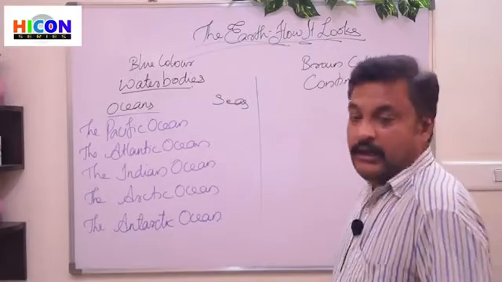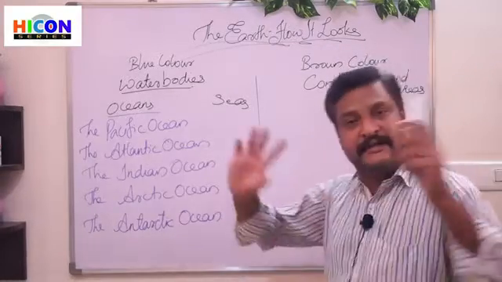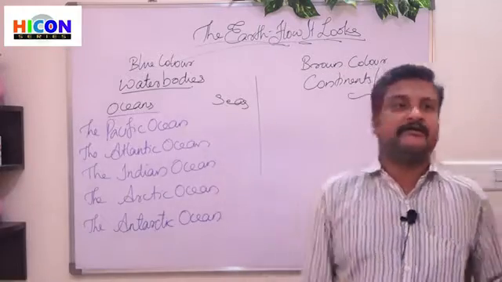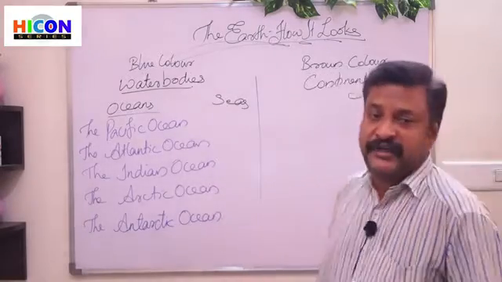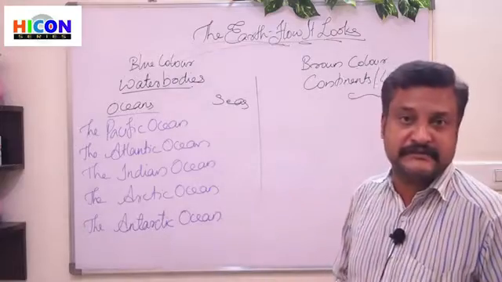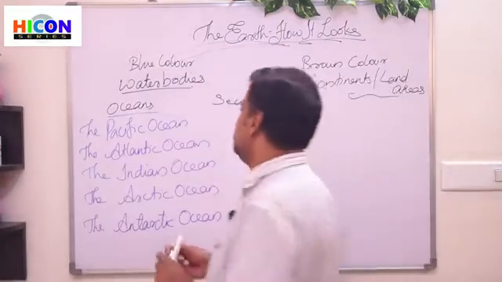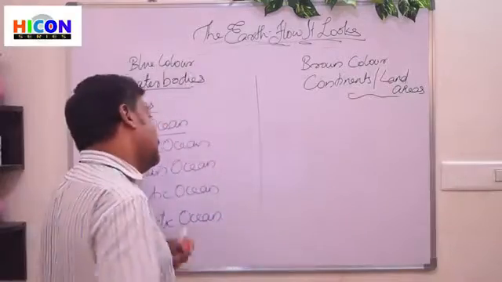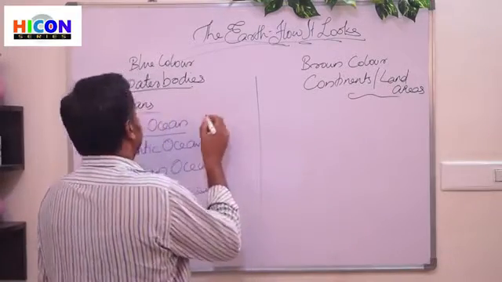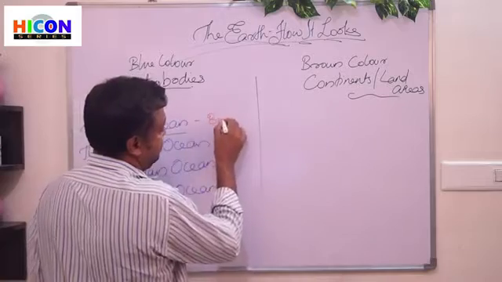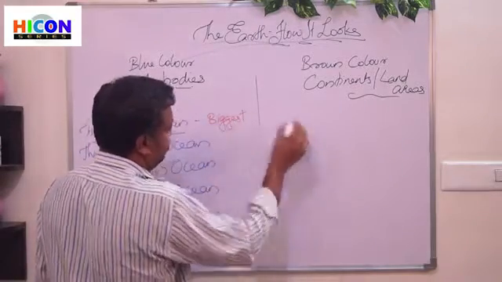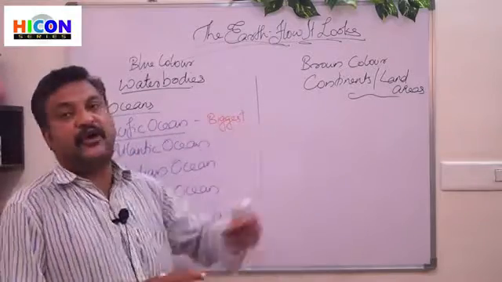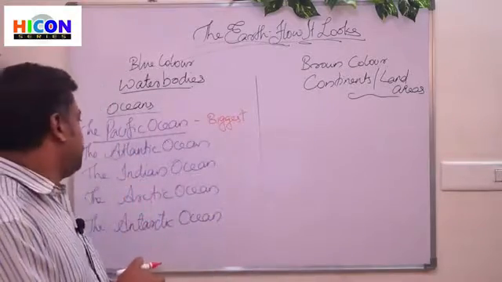Now, which is the biggest among these 5 oceans? We said we have 5 oceans there. Okay, well and good. Now, which is the biggest ocean in this? There is one or other speciality for every ocean. So the Pacific Ocean is the biggest ocean. So which is the biggest ocean? The Pacific Ocean is the biggest ocean.